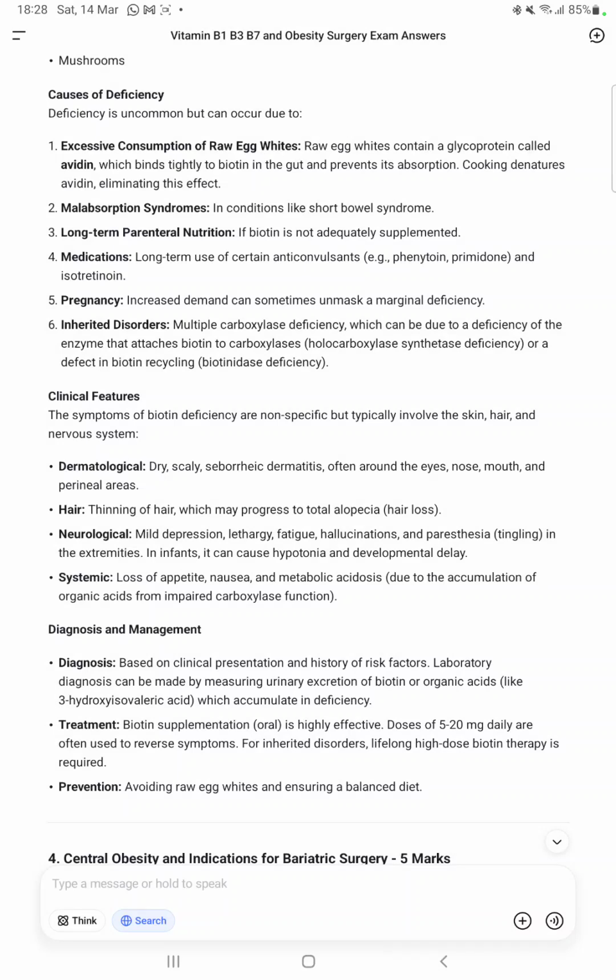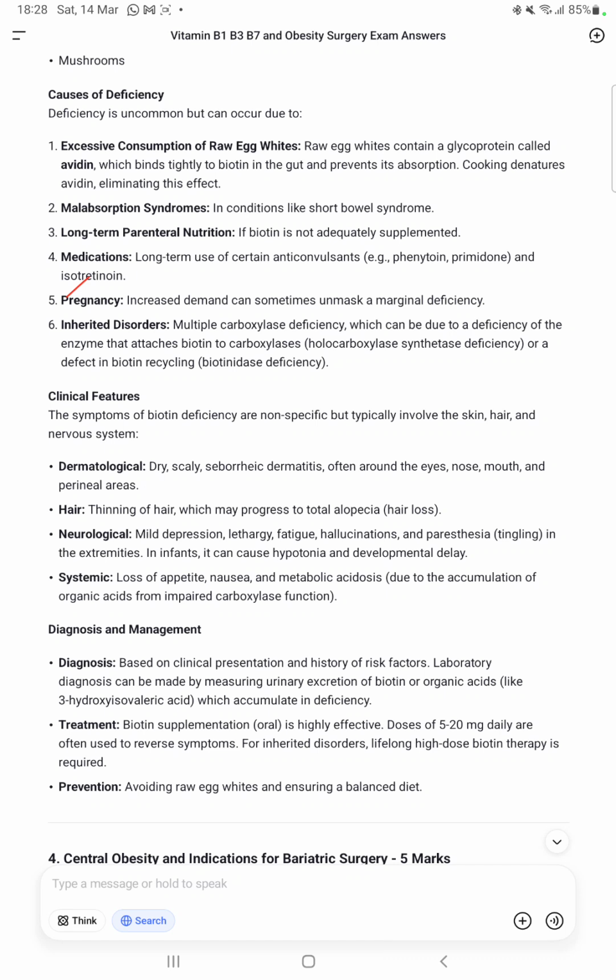Then the causes of deficiency. The deficiency is uncommon, but it can occur due to excess consumption of egg whites. So egg whites are generally consumed by gym enthusiasts because the egg yolk contains higher levels of cholesterol. So they consume only the raw egg whites, and this avidin then will lead to decreased absorption of biotin. Then malabsorption syndromes like Crohn's disease or short bowel syndrome. Then long-term parenteral nutrition, and medications like anticonvulsants, phenytoin. Then pregnancy, where there is increased demand, lactation, and inherited disorders, that is multiple carboxylase deficiency, can also lead to this.